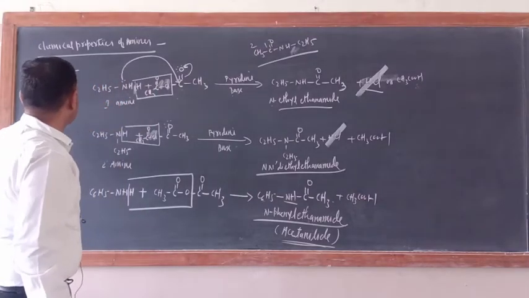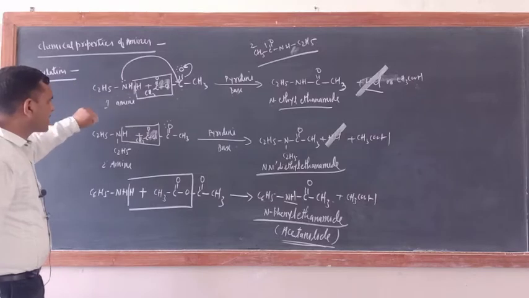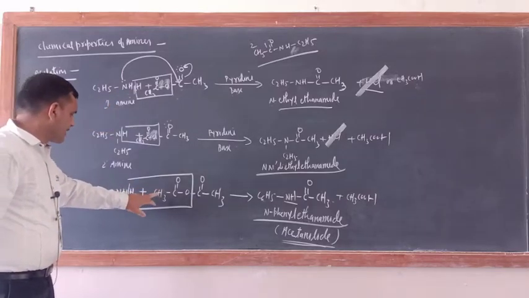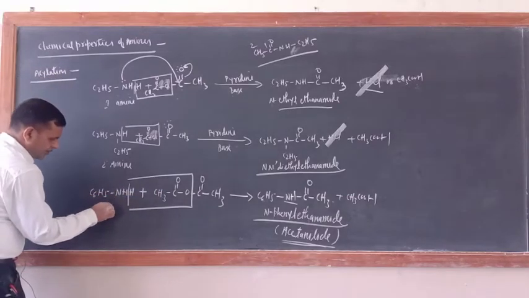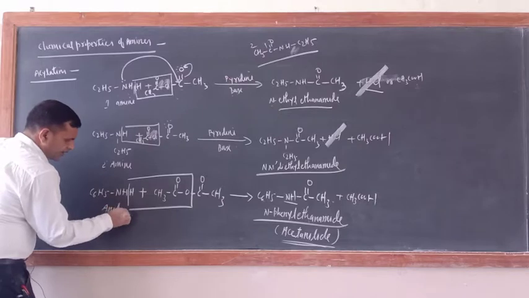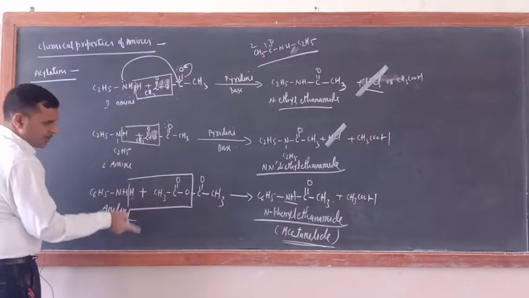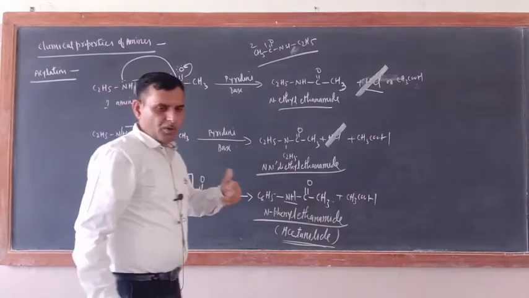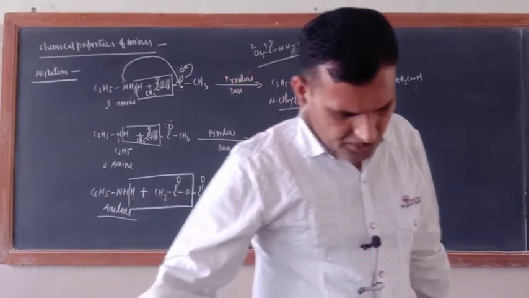So this is all about acylation. Why acylation? In all the cases, the CH3CO group is introduced to this compound, aniline, by replacing its H. That is why this is known as acylation. Now one more example is there, that is benzoylation. That should also be taught.